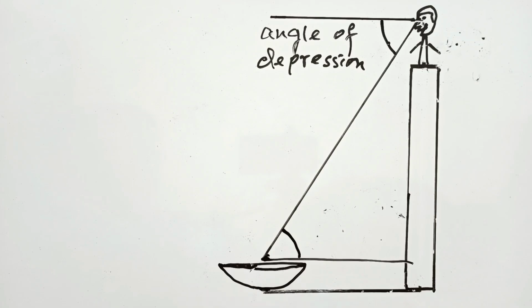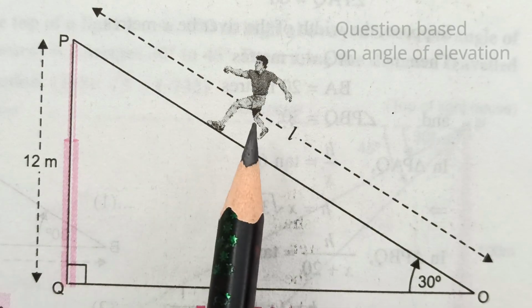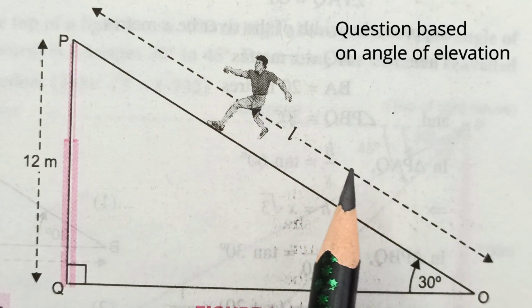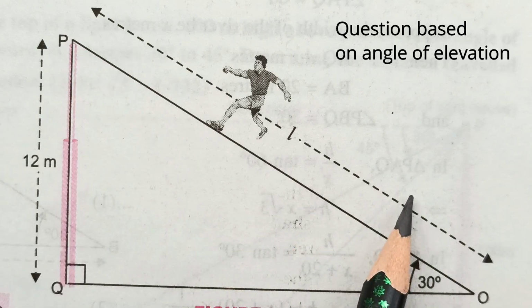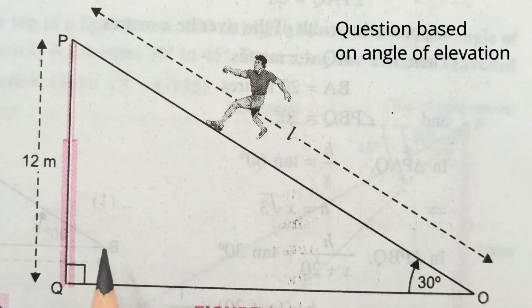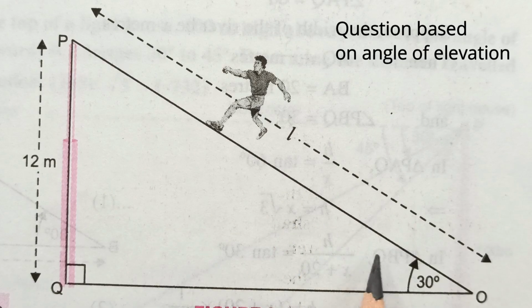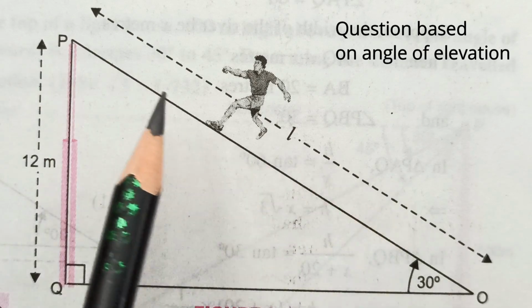So let us see in questions. Let us solve a very easy question to understand the concept. In this diagram you can see a circus artist climbing from the ground along a rope stretched from the top of a vertical pole, and the height of the pole is 12 meters. The angle made by the rope with the ground is 30 degrees, the angle of elevation. We need to calculate the distance covered by the circus artist.